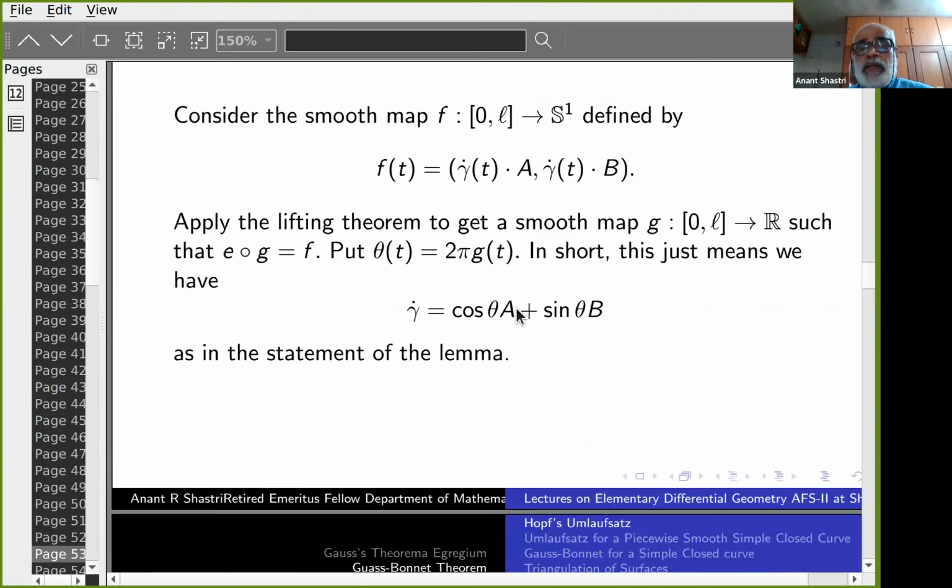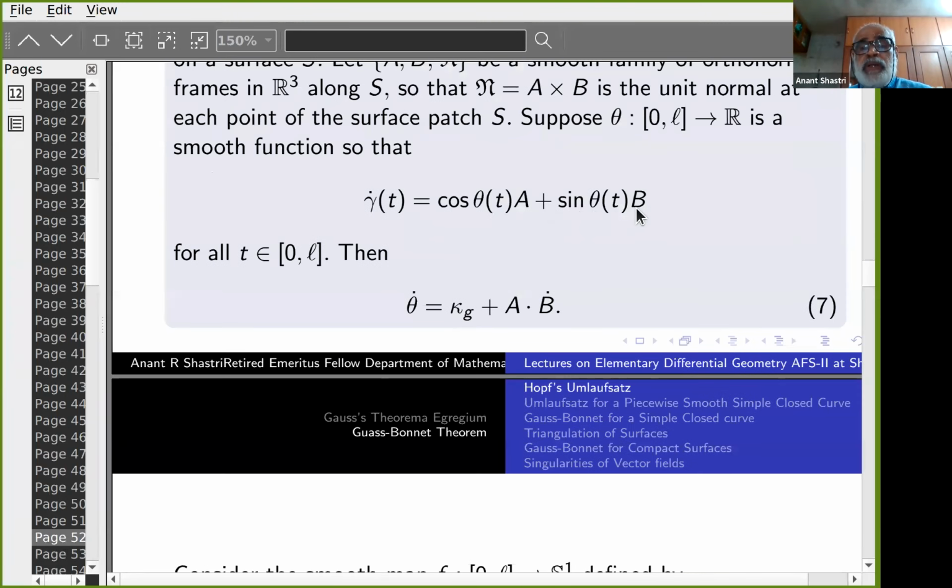So this is how we get this function, this statement here. Or you can write it as cos theta A plus sin theta B. Okay. So this is the justification for this supposition. Now let us work out theta dot. So this part is purely elementary computation.